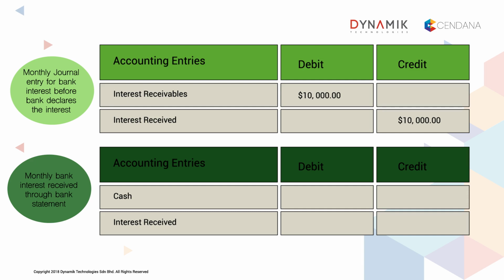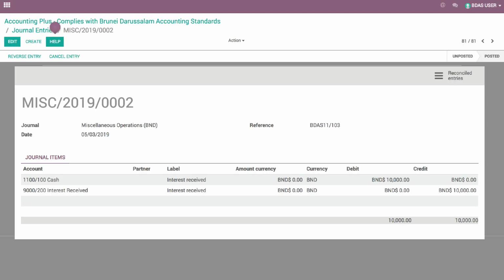Following accounting entry will need to be recorded to account for the interest income accrued is the second accounting entries, which is the monthly bank interest received through bank statement. Debit will be cash for $10,000 and credit will be interest received for $10,000. Now let's see how it is being drafted out in Accounting Plus. This is the completed draft of the journal entry transaction scenario for BDAS 11.3. Do note the journal ID for future reference.